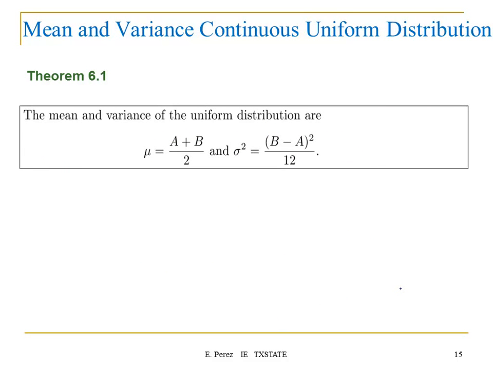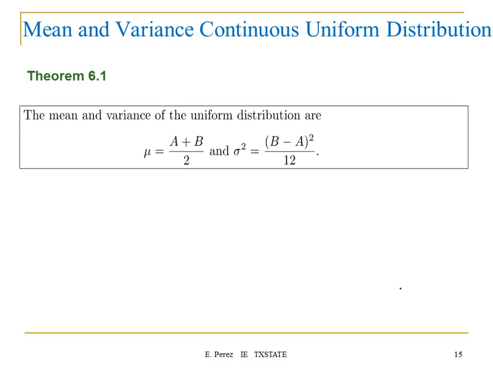So just to make things easier for you, the mean and the variance for the uniform are here. But you can get to that result by integrating the PDF of the uniform and multiplying that function times x. So this is the mean and the variance. The mean is just a plus b divided by 2. The variance is b minus a squared divided by 12.